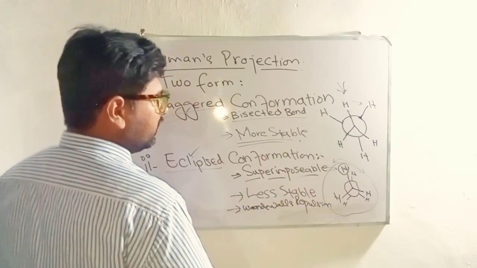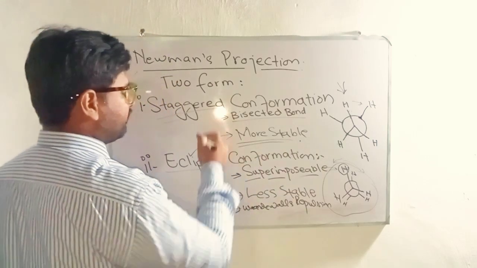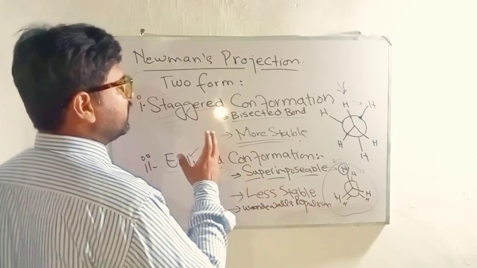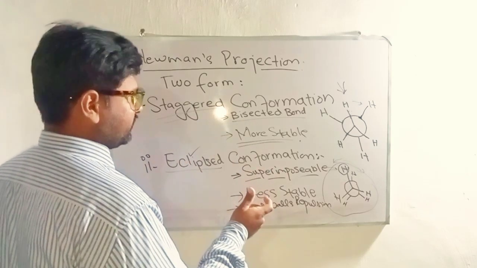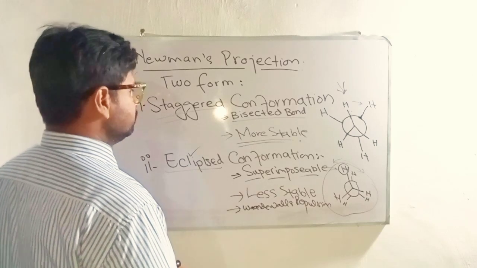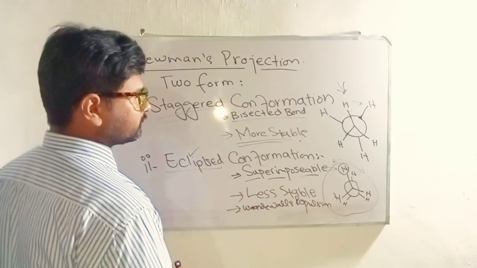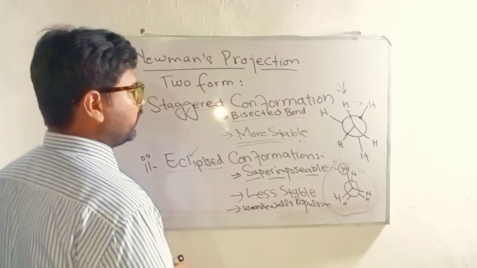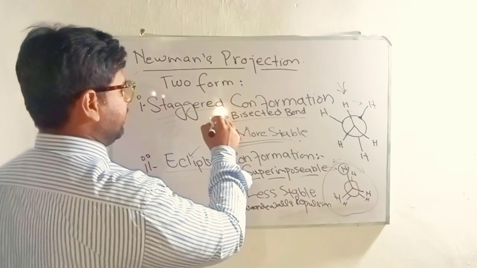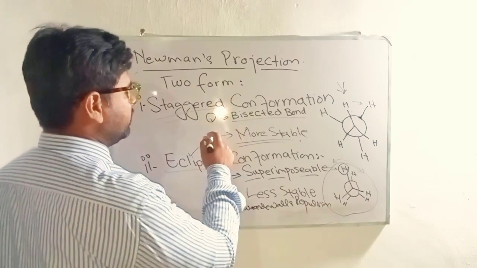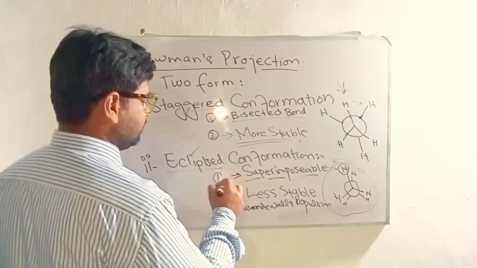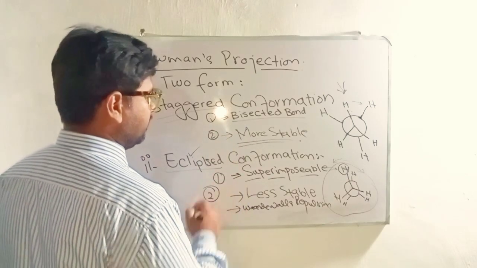So these are the two conformations that we repeatedly draw for Newman's projection for any structure. Up till now we have discussed two points: what staggered and eclipsed conformations are, and why the staggered ones are more stable.